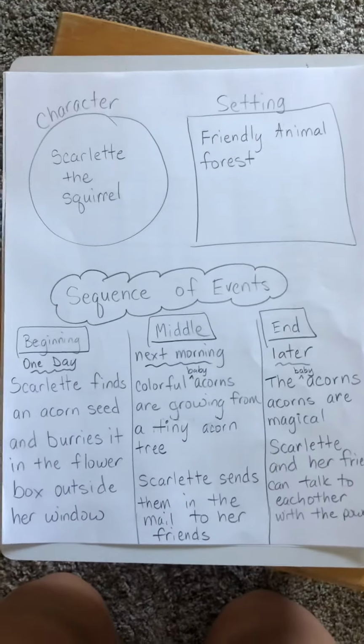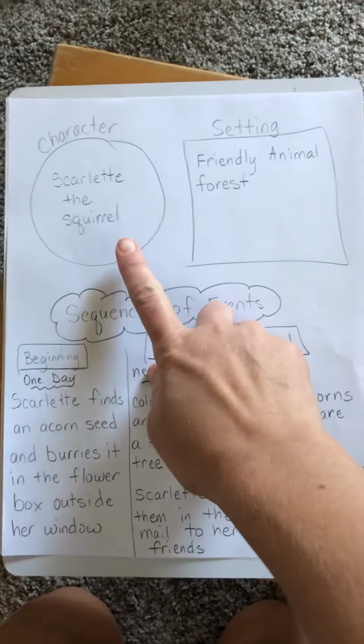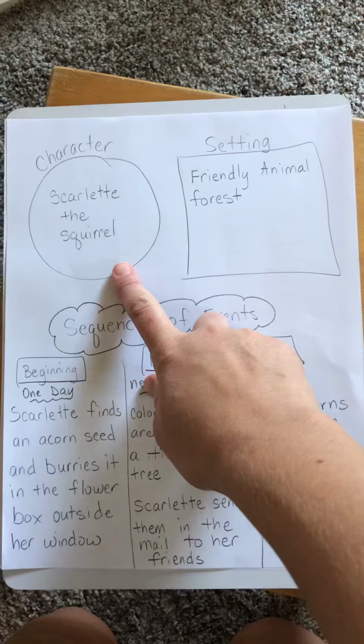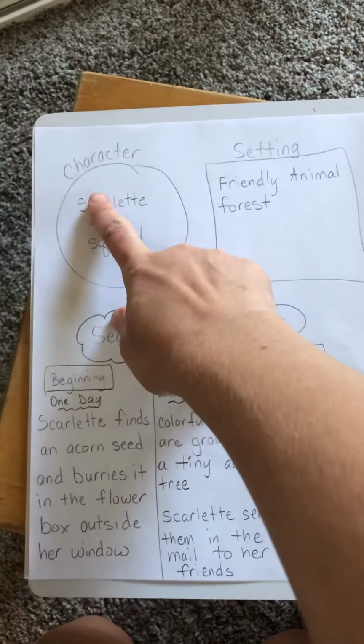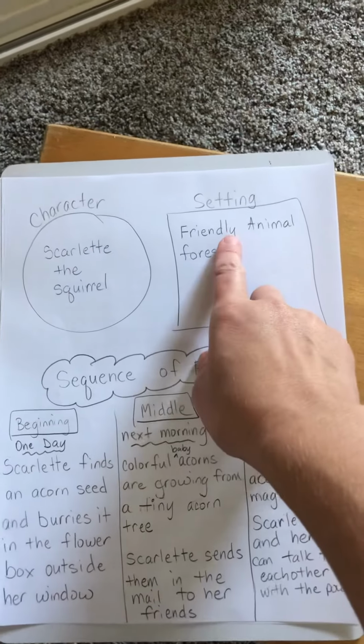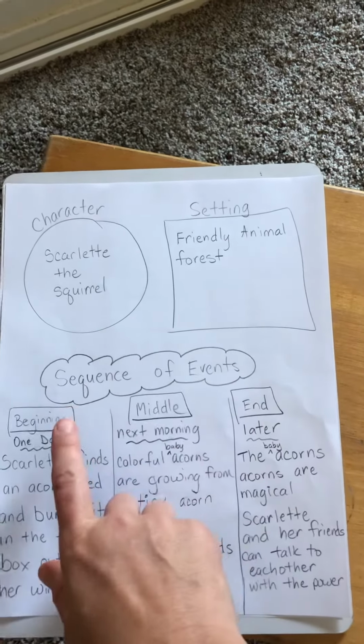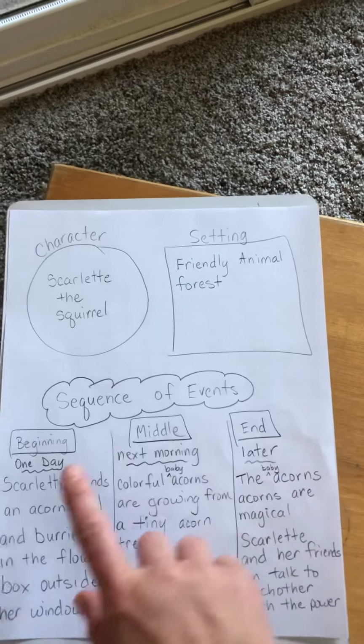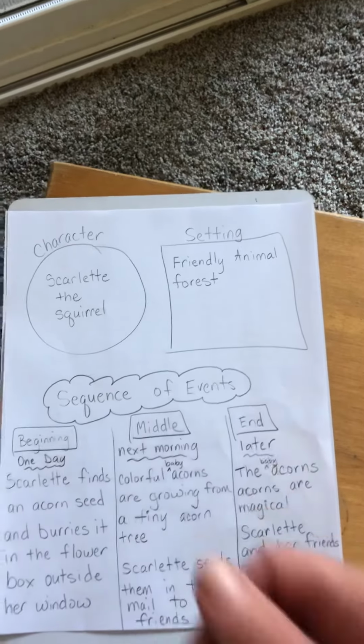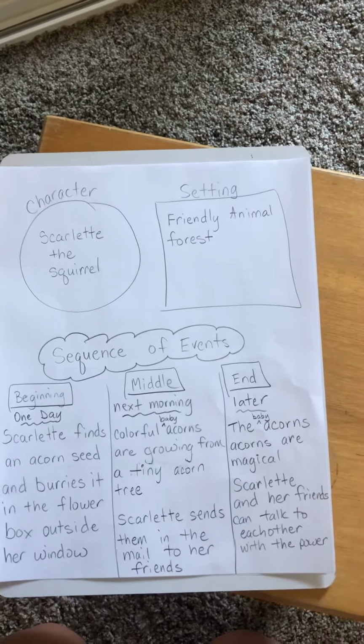If you remember, we used something like this in class where we know that all narrative stories need to have a character, a setting, and a sequence of events. What happens first, next, last. And we call that the beginning, the middle, and the end in here. So there's my organizer for my brainstorm.